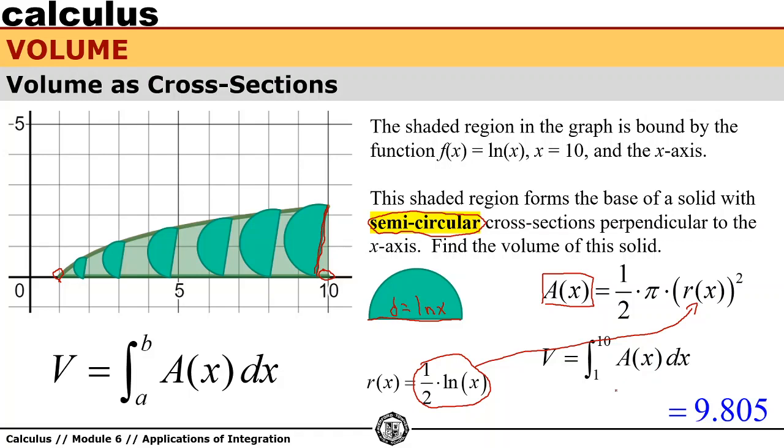All right, so that's just a quick synopsis of finding volume using known cross sections. Again, for the semicircular region, I would strongly urge you to use your calculator and first define what the radius function is, and then define the area function using the radius function. And that's going to make your integral computation much, much easier on the calculator, because you don't have to write all that stuff out. You can just literally define r of x, define a of x, and then do the integral from 1 to 10 for a of x dx, and you'll get your answer.